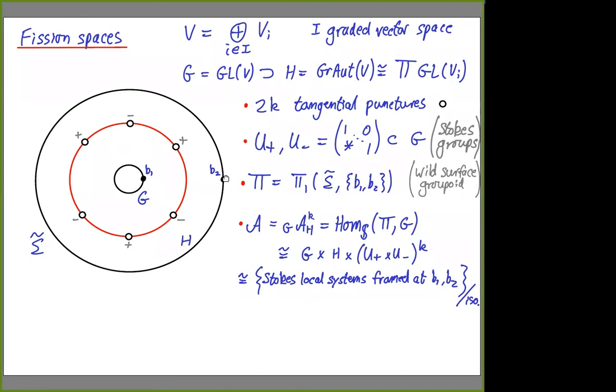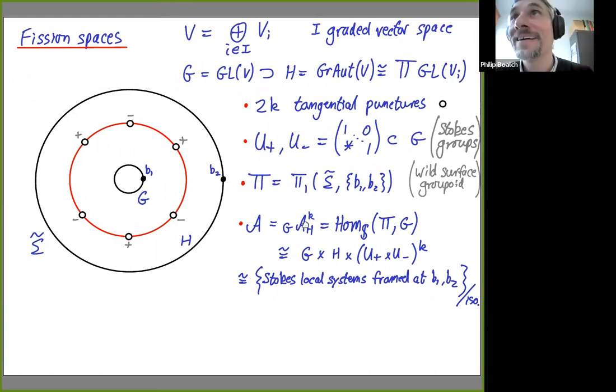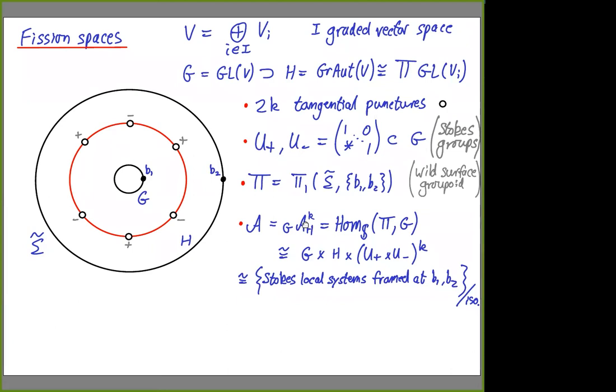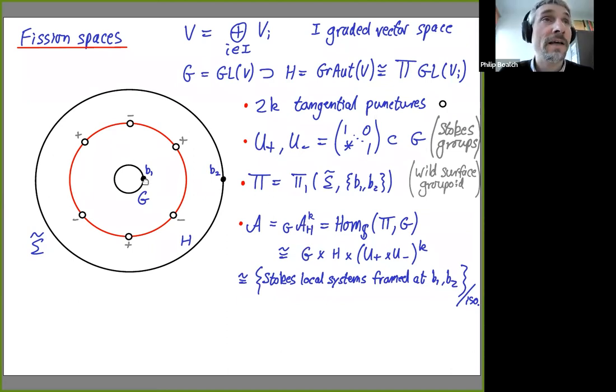Yeah, so I have a question. So this G, you said it corresponds to what? To the holonomy from B1 to B2, is it right? So the G which is here would be the connection matrix between B1 and B2.